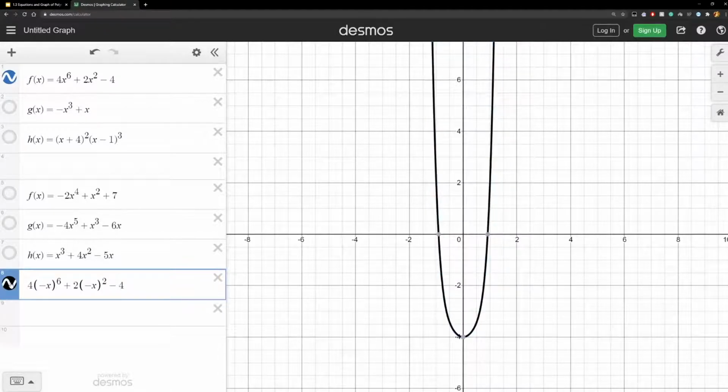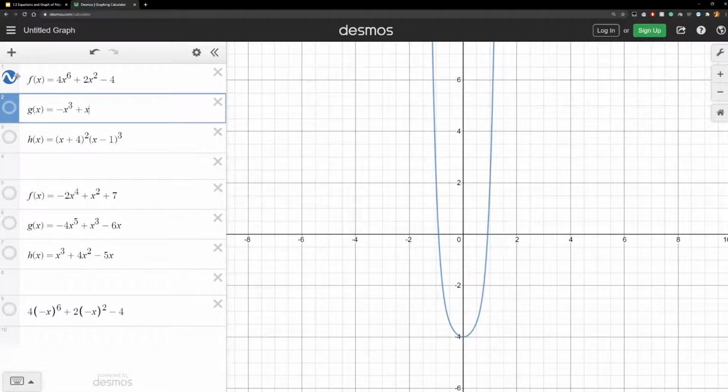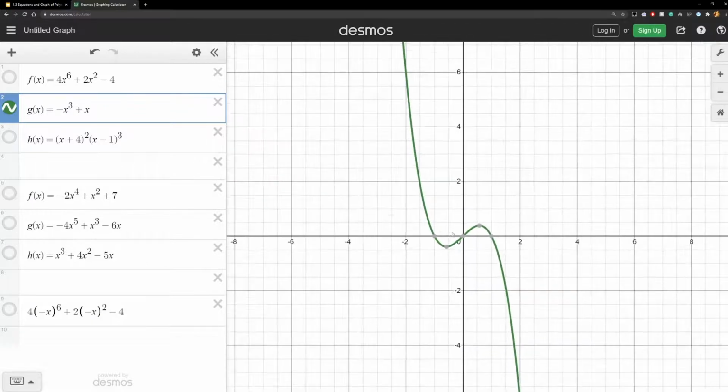We see that they are the exact same function, therefore this is an even function. Let's continue with example G. This is G. We see that it looks pretty odd. It has a little squiggle in the middle.